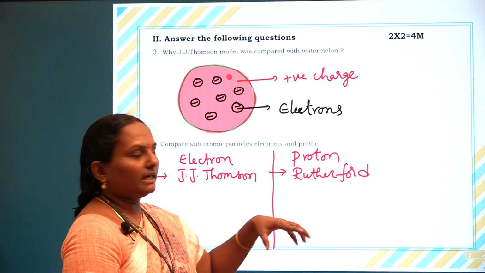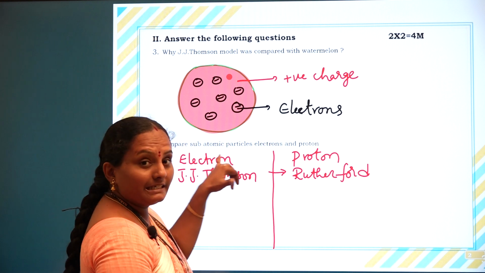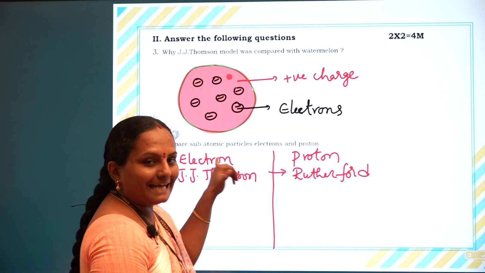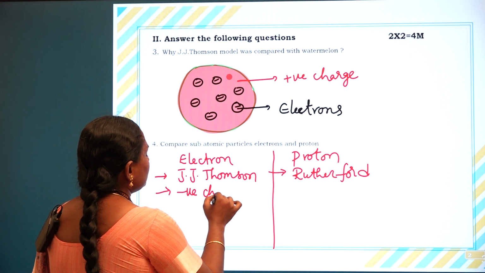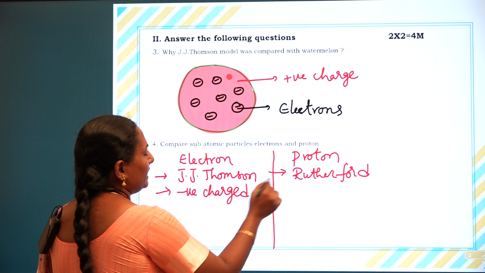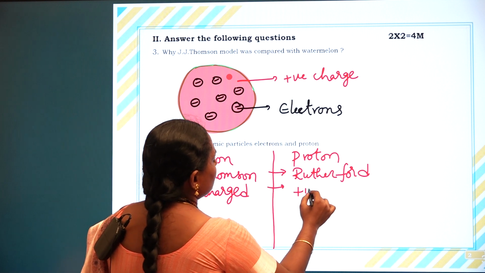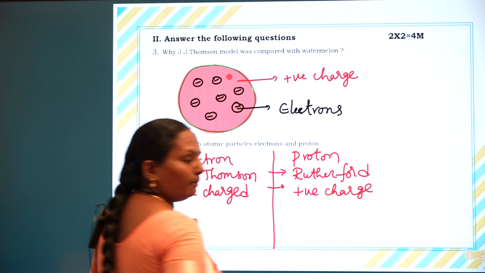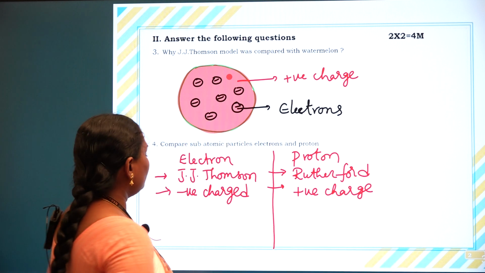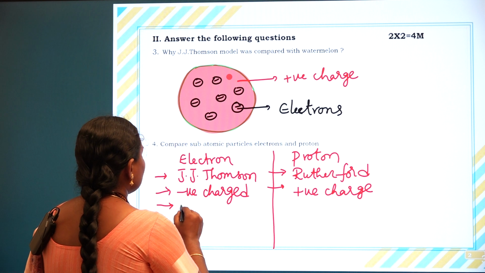So by observing that experiment, J.J. Thomson identified negatively charged particles as electrons. So an electron has a negative charge, whereas a proton has a positive charge, and both have equal magnitude, whereas the mass of the electron is negligible.